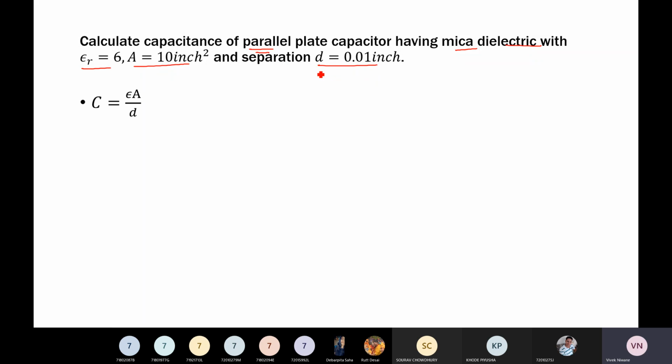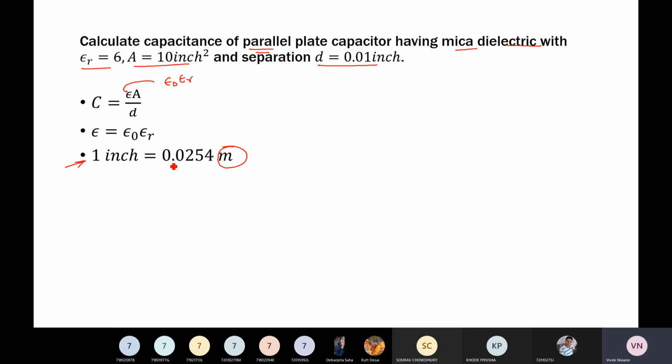Okay, so we have C is equal to epsilon A upon D. A is given, epsilon is epsilon 0, epsilon R. This epsilon will be epsilon 0, epsilon R, and D is given. So we do have all the quantities. Only one thing we have to manipulate is converting inches into meters.